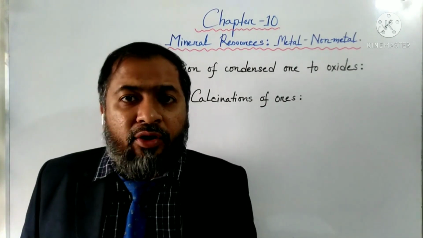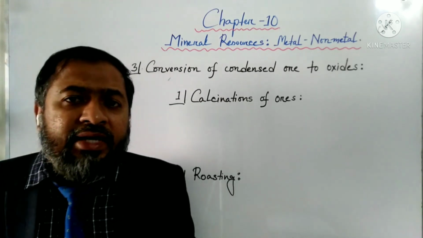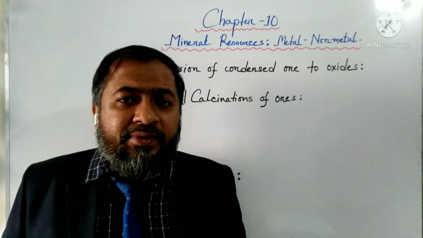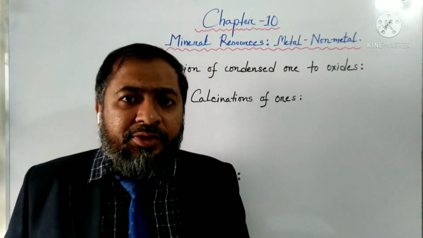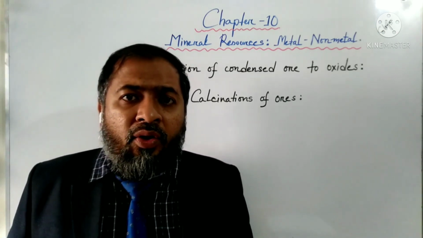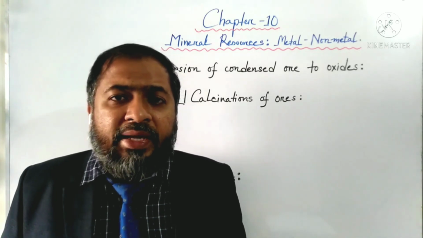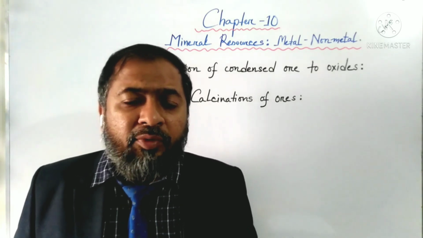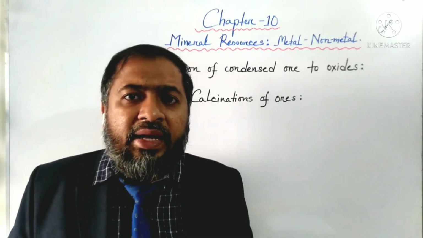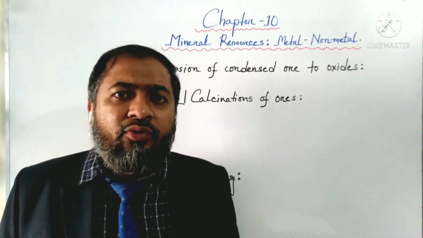In calcination of ore, we heat up the ore below the melting point of the ore in the absence of air. In this process, if water, carbon dioxide, oxide, hydroxide, or bicarbonate is present in the ore, it will be removed from the ore. If we do not remove these impurities in the initial stage, it will become very difficult to remove them later.